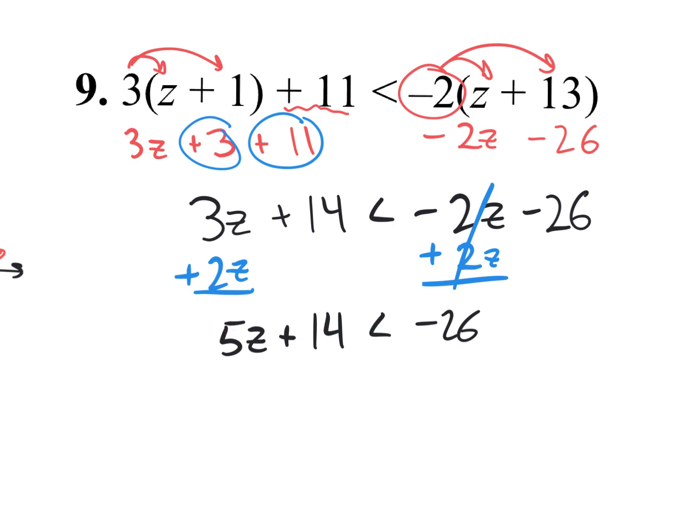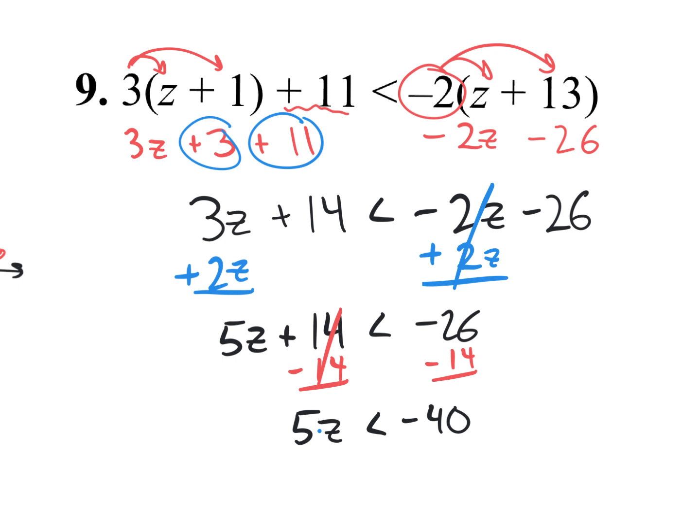We're going to start with the 14. How do you get rid of the 14? By doing the opposite of plus 14, which is minus 14. We do to one side, do to the other, subtract 14 over here. Your new inequality will be 5z less than, and negative 26 minus 14, that is a negative 40. Now, what does this really say? It says 5 times z is less than negative 40.